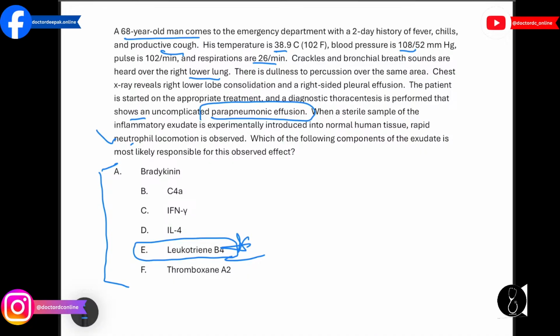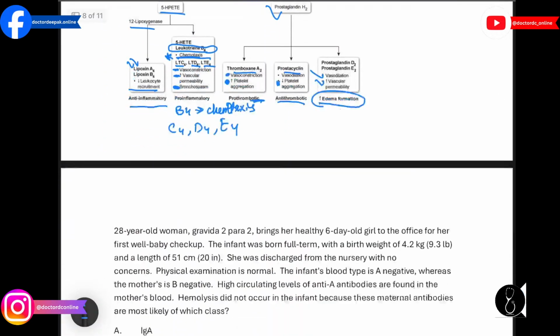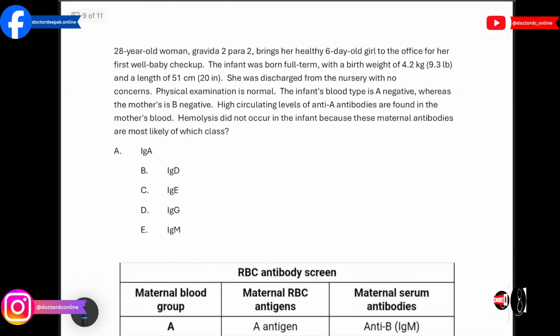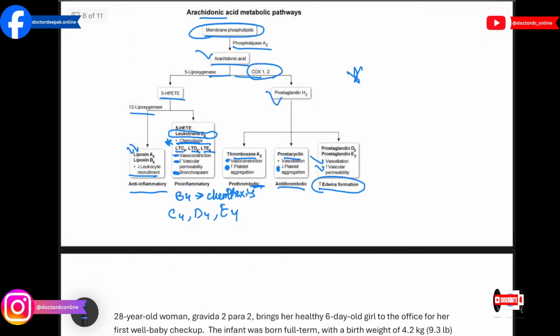And in contrast, cysteinyl-containing leukotrienes like C4, D4, and E4 cause bronchospasm and increase the bronchial mucus secretion, and they are important in asthma pathogenesis. If you're going to talk about the leukotrienes, and listen, now we'll move to your next question. But don't forget, this table is so important.